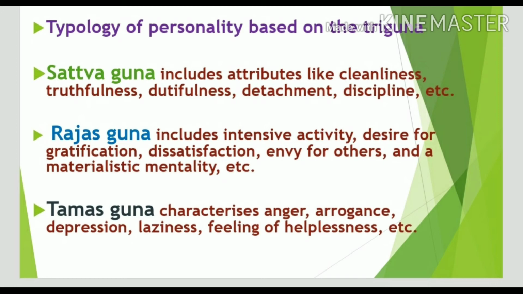Whereas Rajas Guna includes intensive activity, it is the active quality. One has desire for gratification, dissatisfaction, envy for others, and a materialistic mentality. And Tamas Guna characterizes anger, arrogance, depression, laziness, feeling of helplessness, etc. And it is the material quality. All these three types of personalities are explained in Bhagavad Gita. So these are the types of personalities according to Indian tradition.